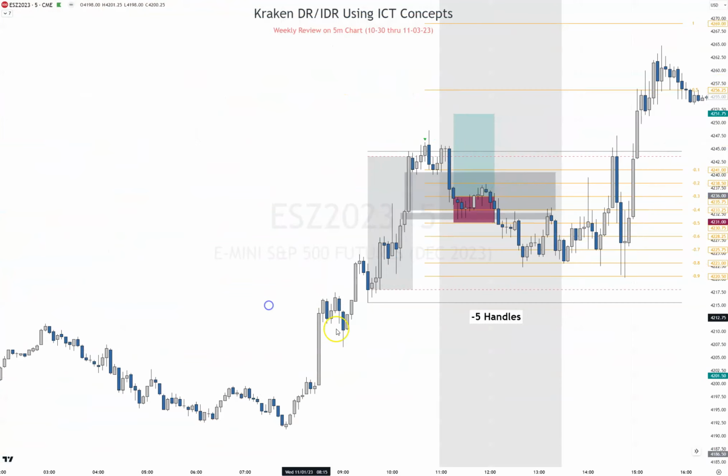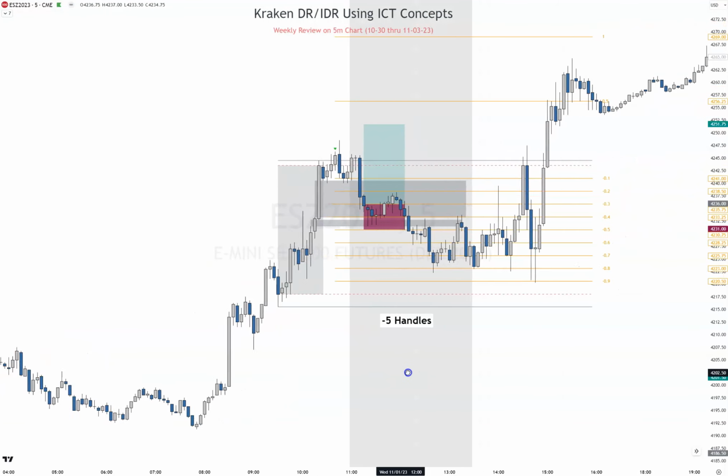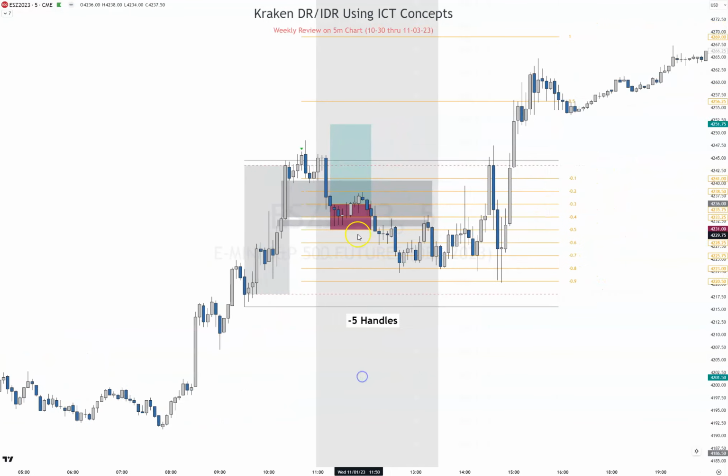Wednesday. There you go. We get confirmation at 10:40. And price comes down. Here's a fair value gap. Here's a fair value gap. And again, our stop has to go below the first one. So this is where we can enter for 5. And we really don't get anything. It just takes us out. I mean, we lose 5 handles there. So we're -5 for Wednesday.